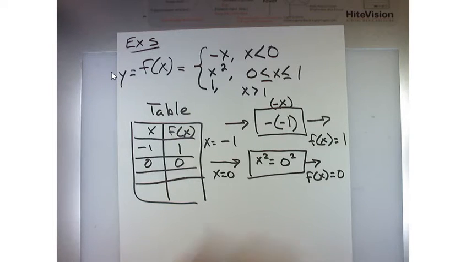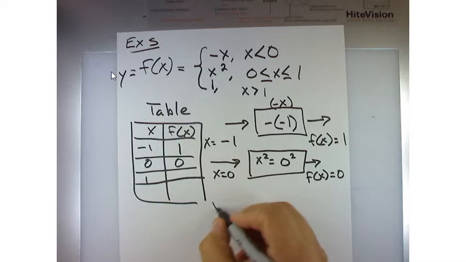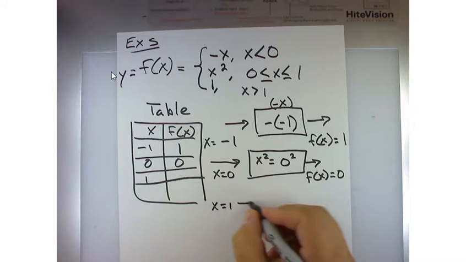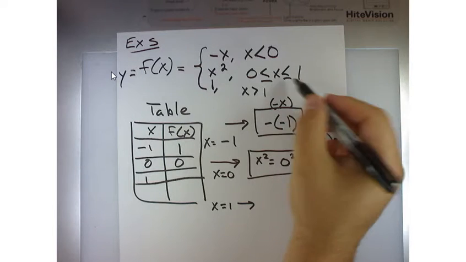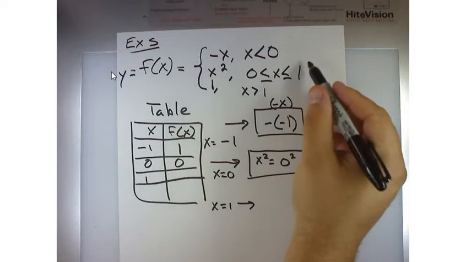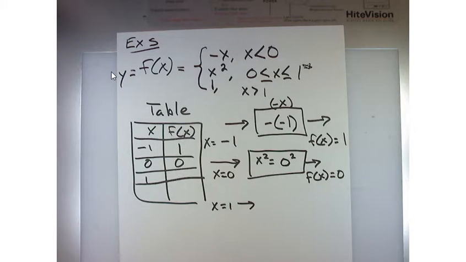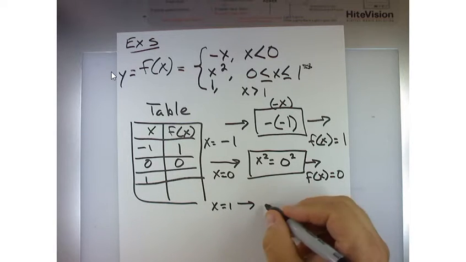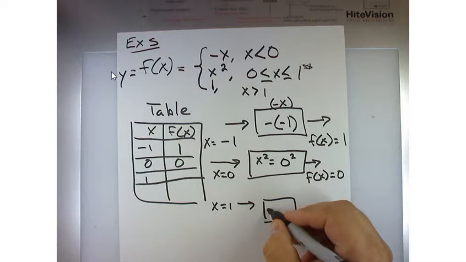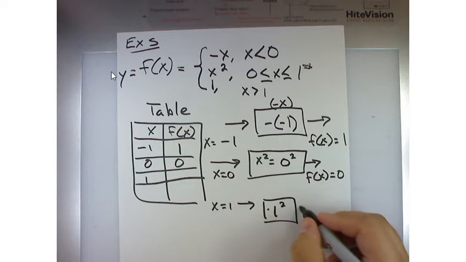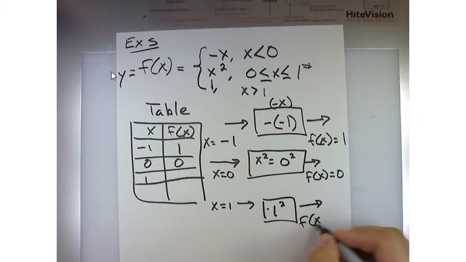So next, if I were to plug in 1, if I said x equals 1, I would plug that into what function? 1 squared, or x squared. Yeah, so x equaling 1 falls in this category, or that relative domain. So then I would say if x equals 1, I will plug that into x squared, which would be 1 squared, which is f of x equals 1.